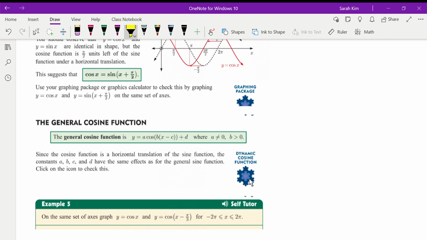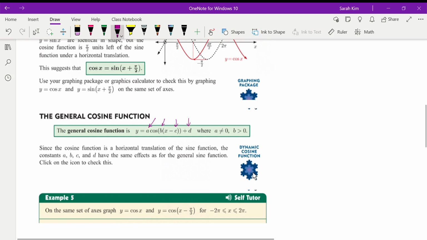The general cosine function looks exactly the same as the sine function, just with cos and sine alternated. So you've got something, I can't exactly remember off the top of my head. You should be able to tell me because you have your notes in front of you. A should have a different effect, B should have a different effect, C I think was a translation effect, D was a translation effect as well. So A and B must have been the dilations. So it has the same exact effect.